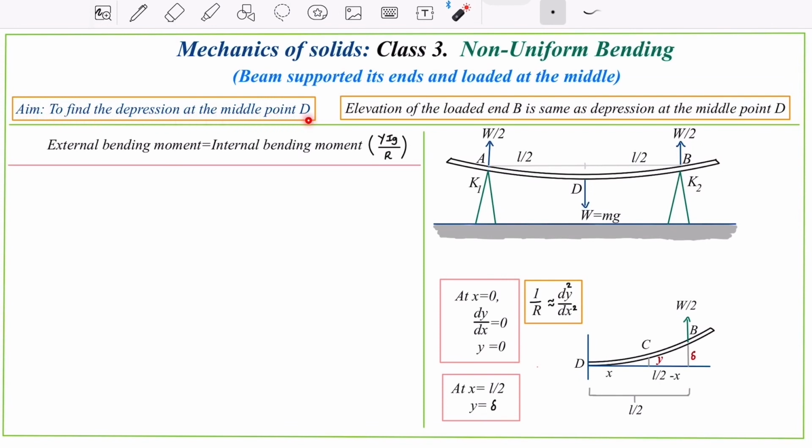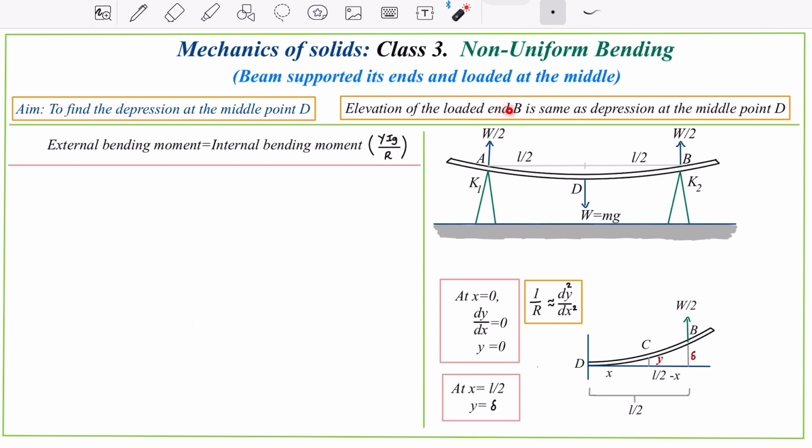So what is our aim? Our aim is to find out the depression at the middle point when the beam undergoes non-uniform bending. So we have assumed that when the beam bends, it is equivalent to two inverted cantilevers which are fixed at the middle point and loaded at the opposite end. Why does the beam bend? Because of the weight W which is acting at the middle point.